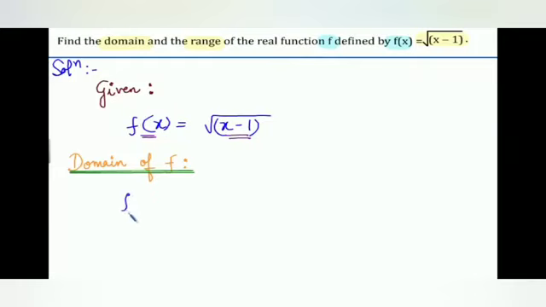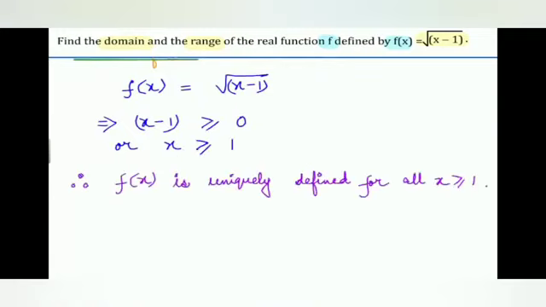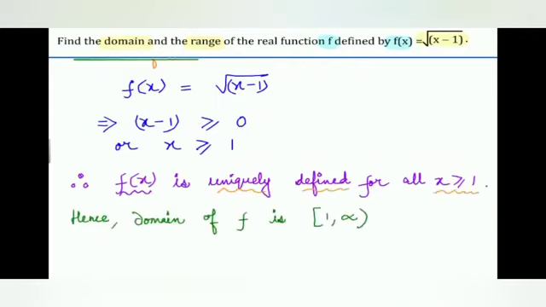सो आप x की जगह पे 1 या 1 से ज़्यादा वैल्यू पुट कर सकते हो क्योंकि रूट के अंदर ज़ीरो चलेगा बट नेगेटिव वैल्यूज़ नहीं चलेगी. So f of x is equal to under root x minus 1. So you have to solve x minus 1 is always greater or equal to 0. So x is always greater or equal to 1. So f of x is uniquely defined for all x greater or equal to 1. सो f of x यूनिक डिफाइन होना चाहिए और वो 1 और 1 से ज़्यादा वैल्यू में ही यूनिक डिफाइन होगा. Hence the domain of f is 1 to infinity, closed interval 1 to infinity.